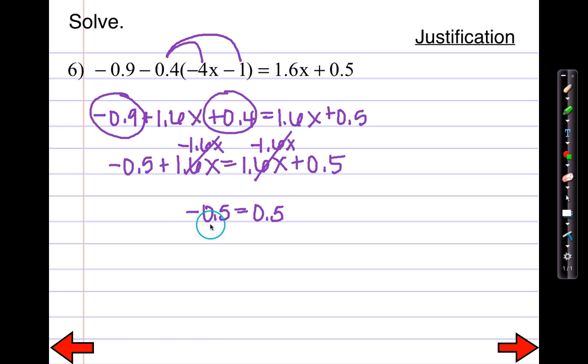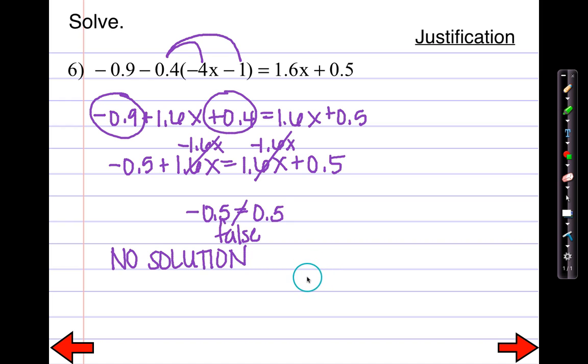Now, a very common mistake is some people may not pay very close attention to the sign and think, oh, it must be infinitely many solutions because it's true. No, a negative 5/10 is not equal to 5/10. So this is false. And because it's false, the answer is actually no solution.